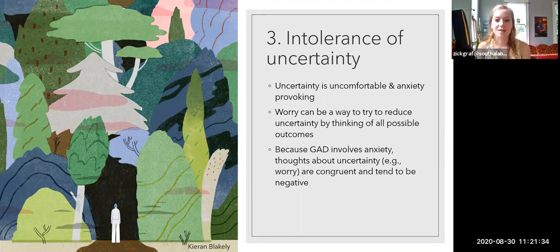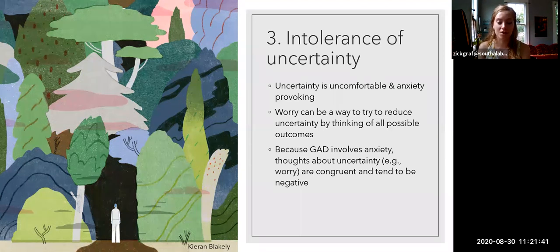So they're always anxious, and our conscious cognitive processes tend to be congruent with the way that we feel, with our emotions. So because people with GAD are always anxious, even though they're trying to resolve their anxiety by thinking about every possible thing that could happen in the future, because they're anxious, their thoughts are negative, so they only tend to think about the ways that things could go wrong in the future.